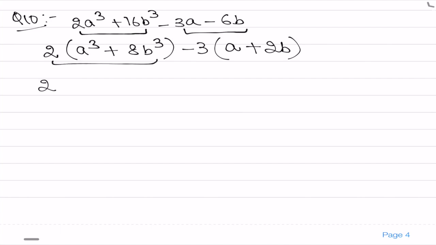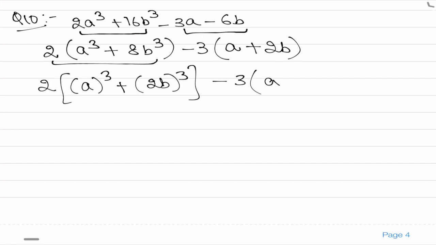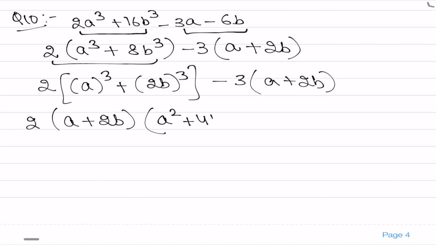So we will make it a perfect cube, 2 into (a plus 2b) whole cube, and we will use the cubic identity, minus 3 into (a plus 2b). So it becomes 2 into (a plus 2b) into (a square plus 4b square minus 2ab). The second term will remain as it is, minus 3 into (a plus 2b).